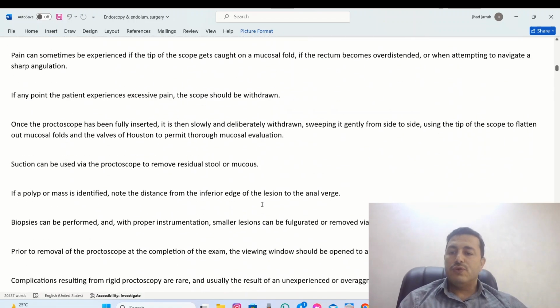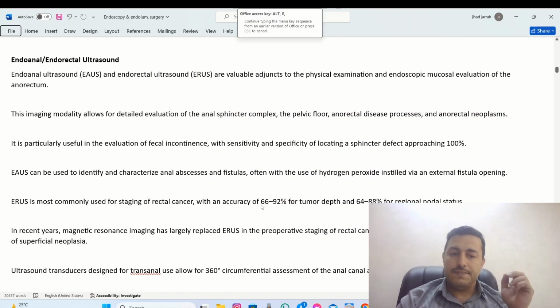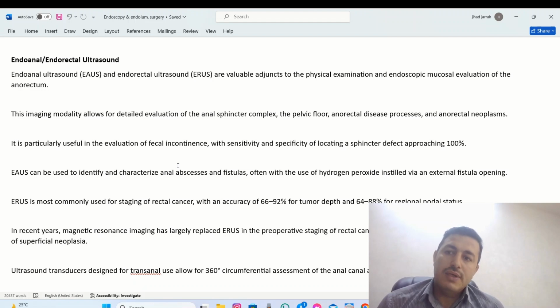Okay, let's move to endoanal and endorectal ultrasound. Endoanal and endorectal ultrasound can be used as an adjunct to the physical exam. They are part of the endoscopic modalities for diagnosis. We can assess the anal sphincter complex, the pelvic floor muscles, some diseases, and even anorectal neoplasm.